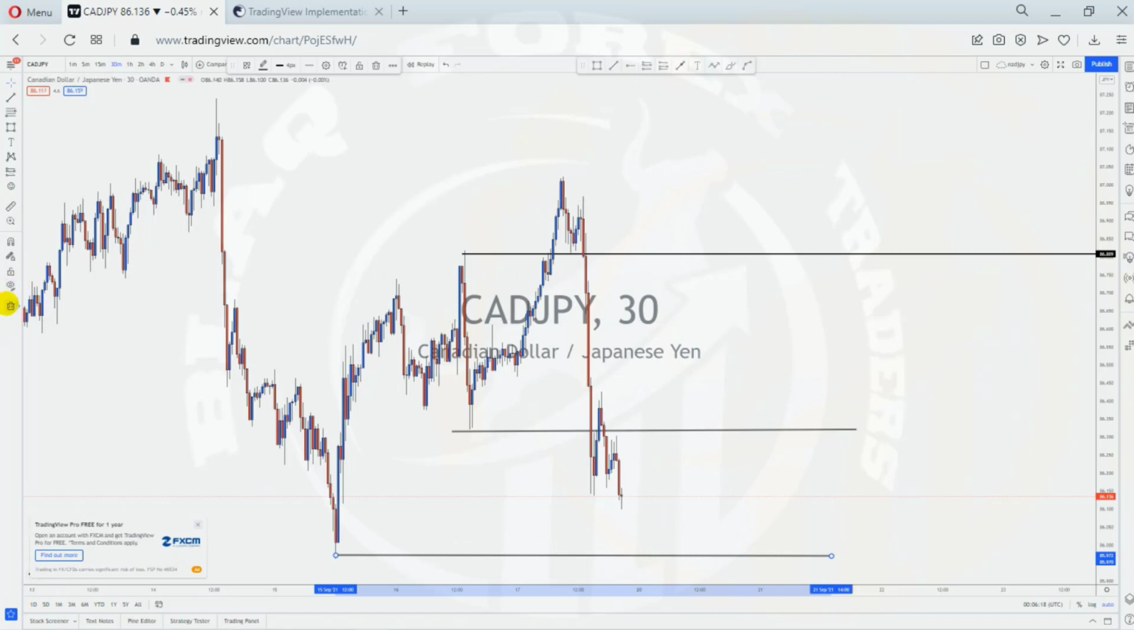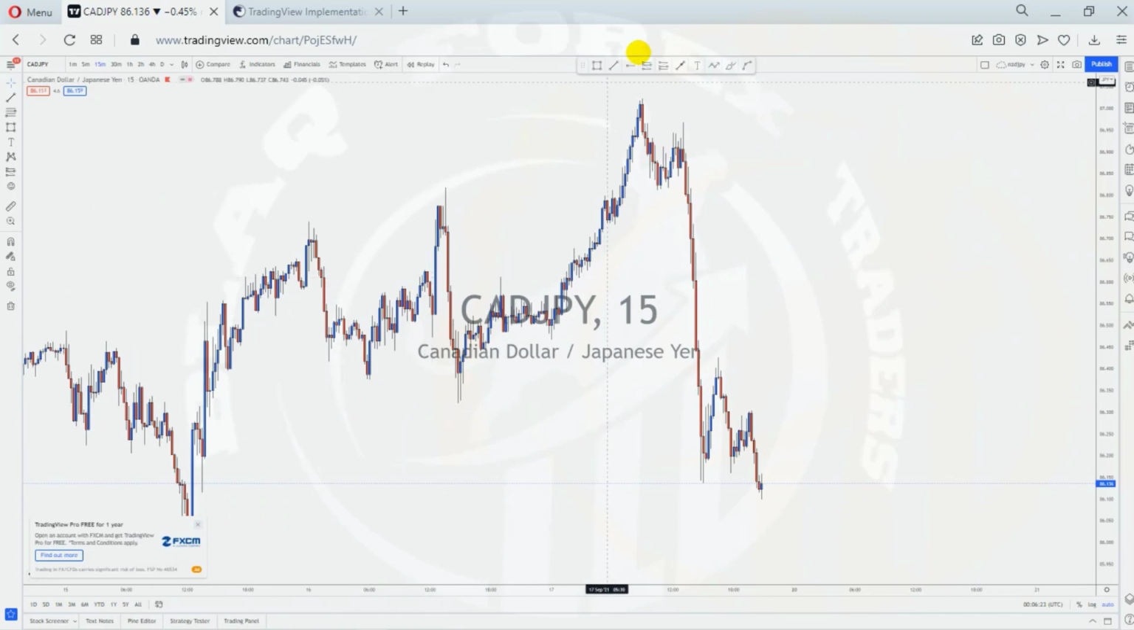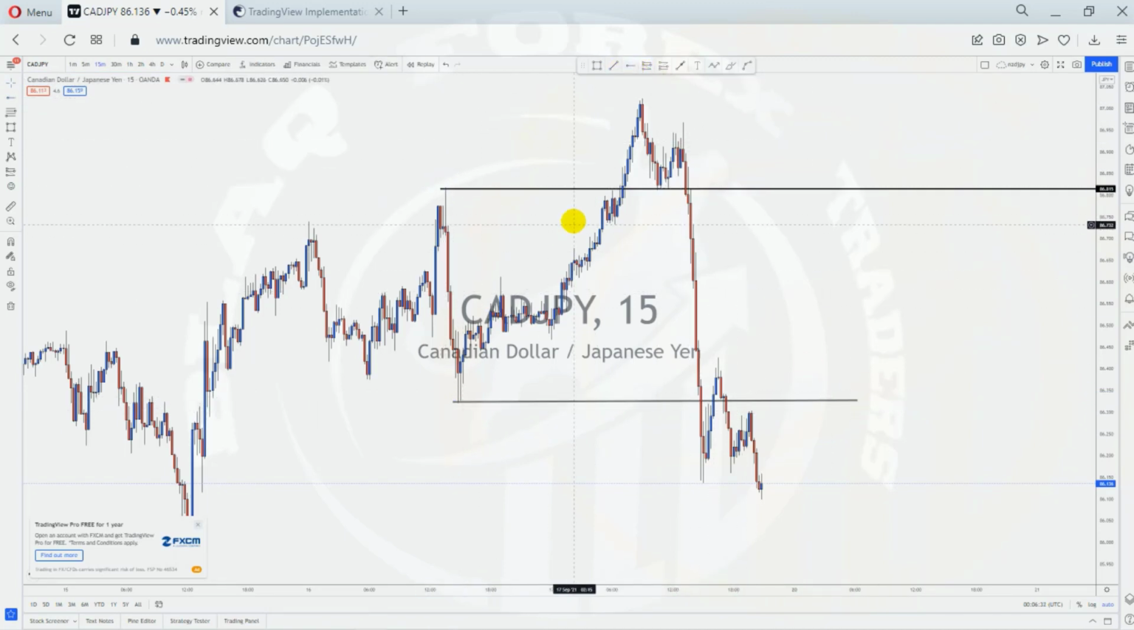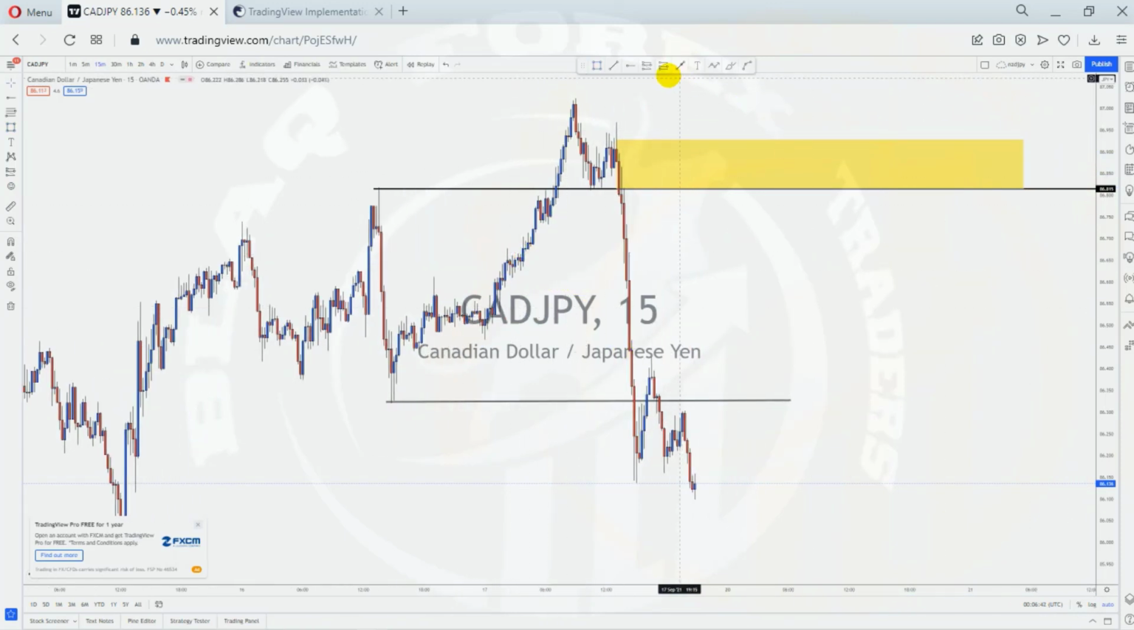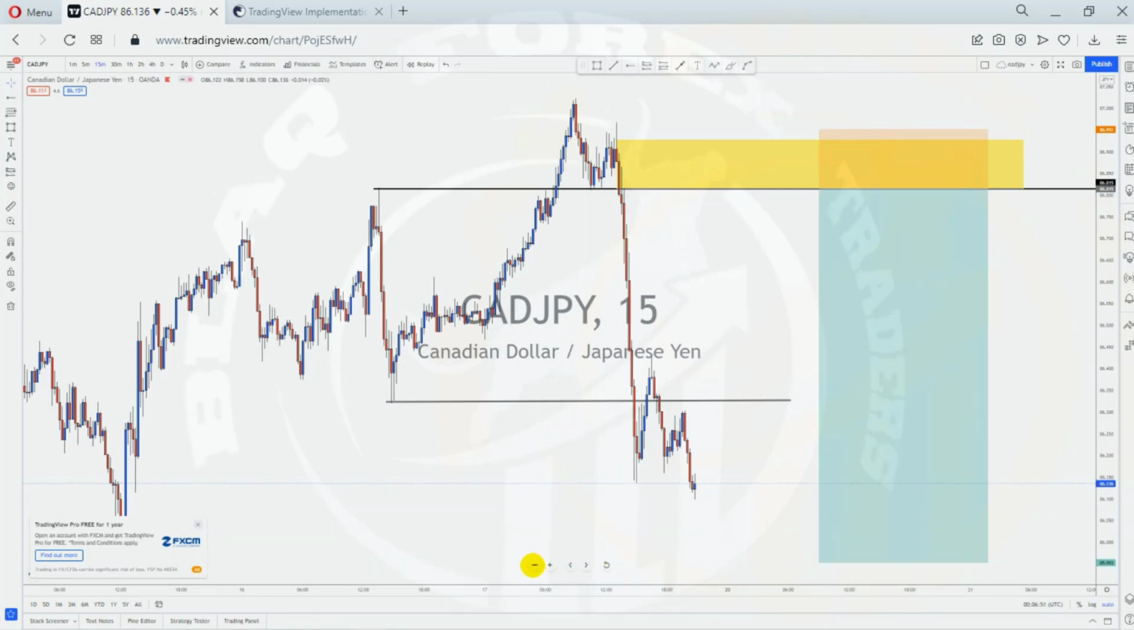But for me, on GPY on a smaller time frame like 15 minutes, what I saw after the break of structure here is that there's another QML here. The same thing that is happening on USD, the QML pattern. So this will be what I'll be waiting for on GPY.